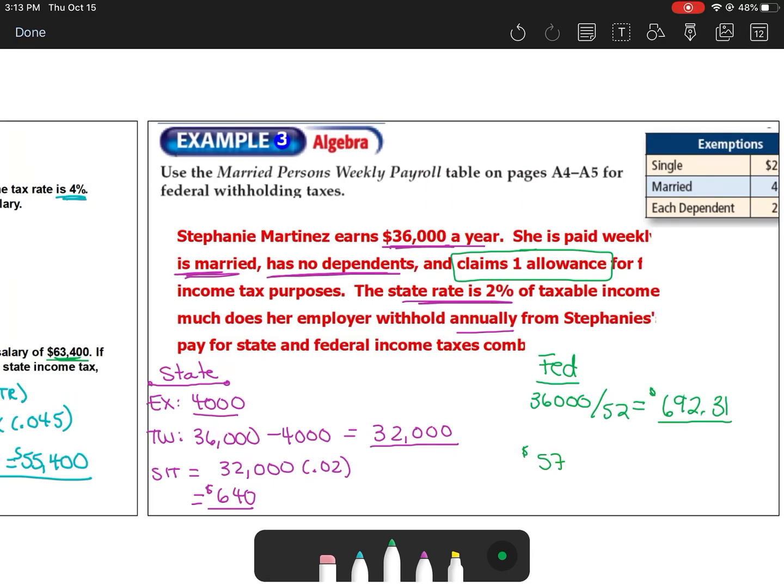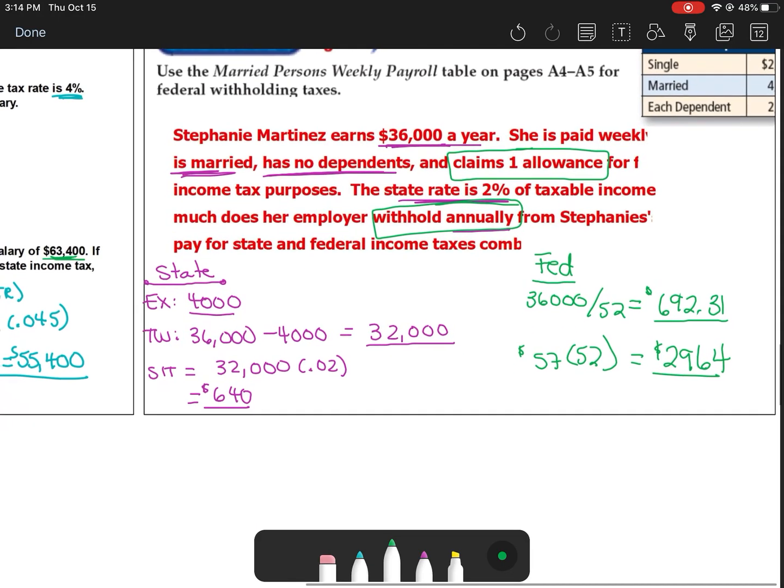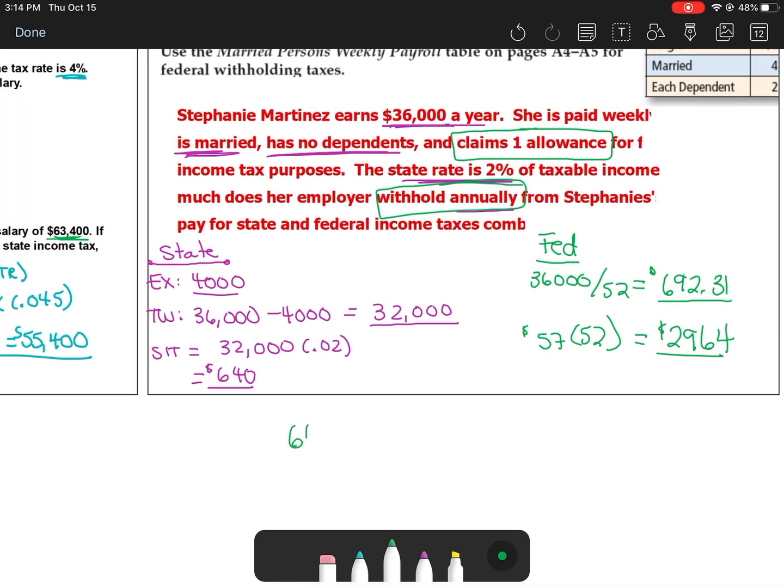But now remember, they want it, how much is withheld annually. So then I need to take 57 and times it by 52, because that's how many weeks there are in a year. So that is $2,964. That's how much is withheld federally. And then the question is, well, how much is withheld altogether? So I'm going to take 640 plus 2964. And I get $3,604.